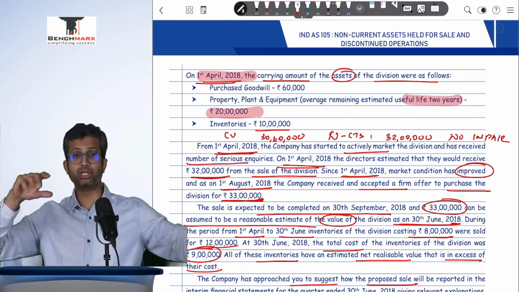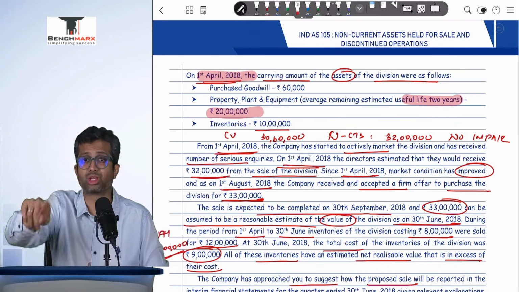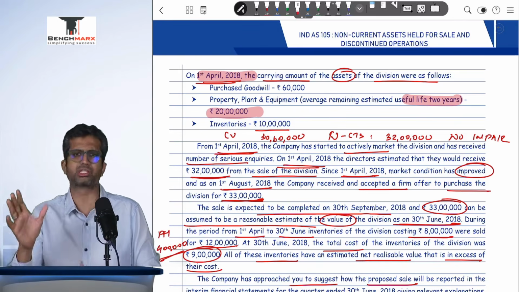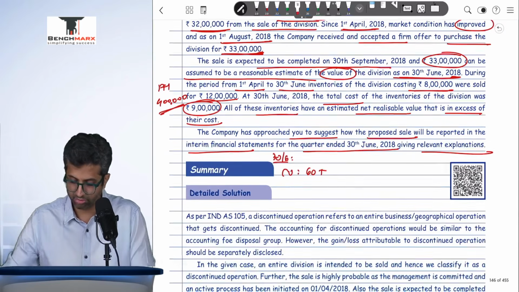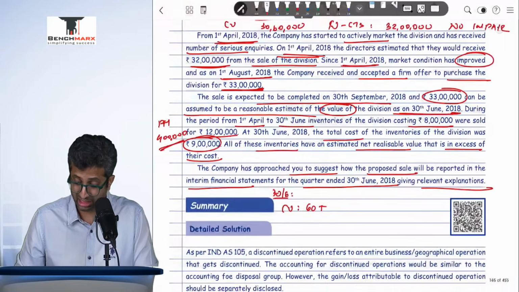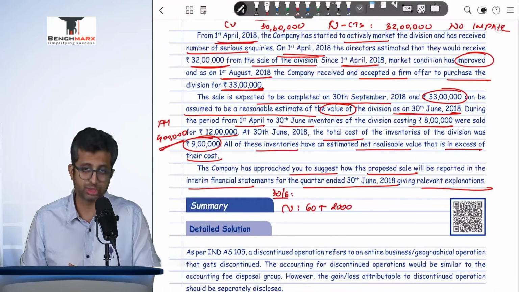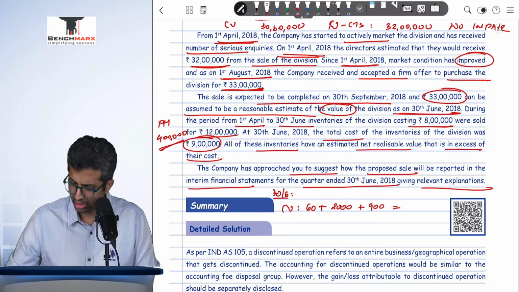Yes, sir, there was a hidden adjustment. No, you should not depreciate because on 1st April 18, you are classifying this as held for sale, and the moment this is classified as held for sale, there will be no further depreciation, and hence this will continue. You have to resist the temptation to depreciate this because it is now classified as held for sale. Plus inventory is, I think, 9 lakhs, and hence if I total up, this is what?